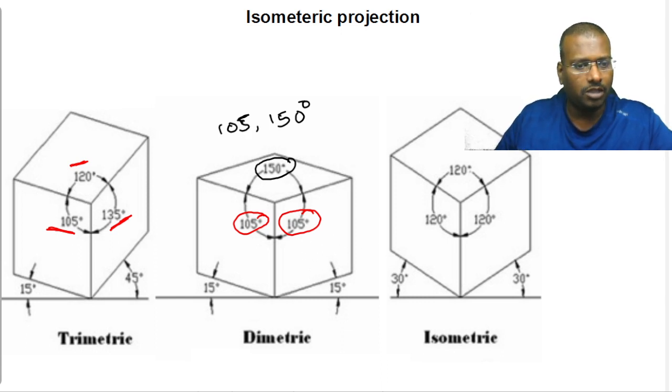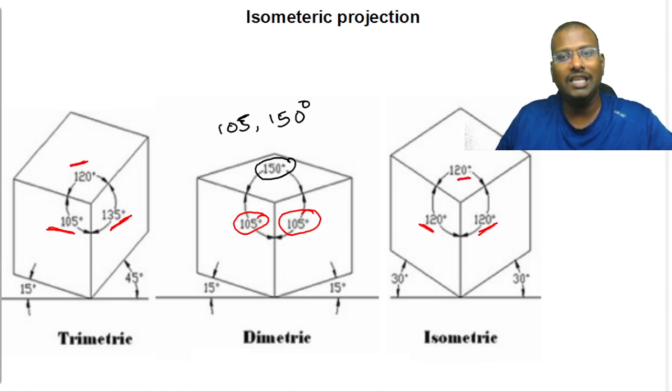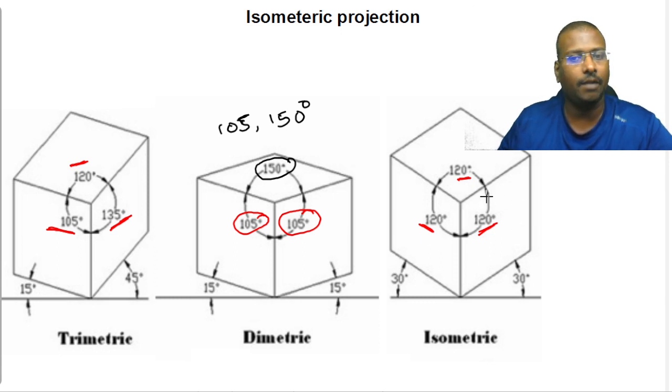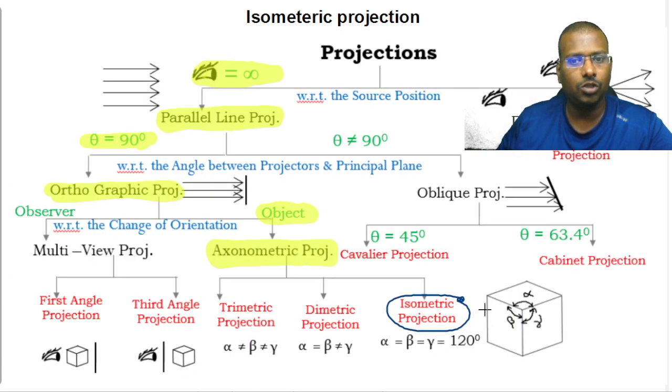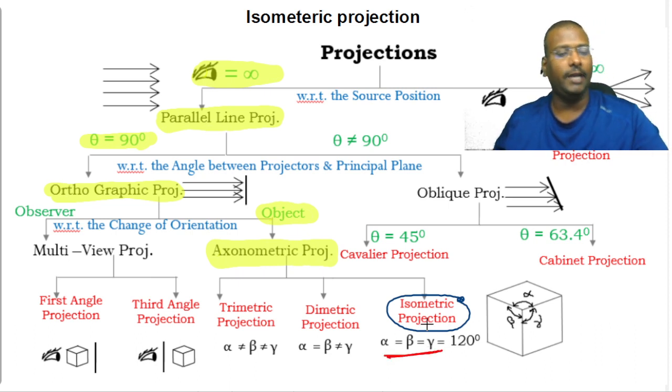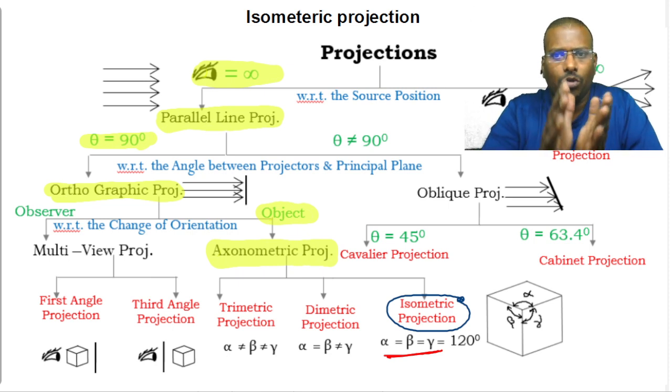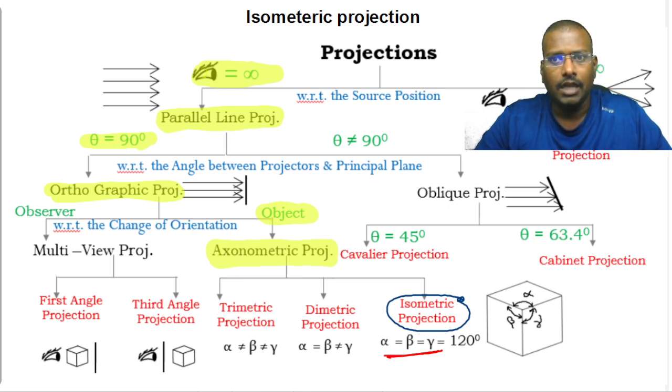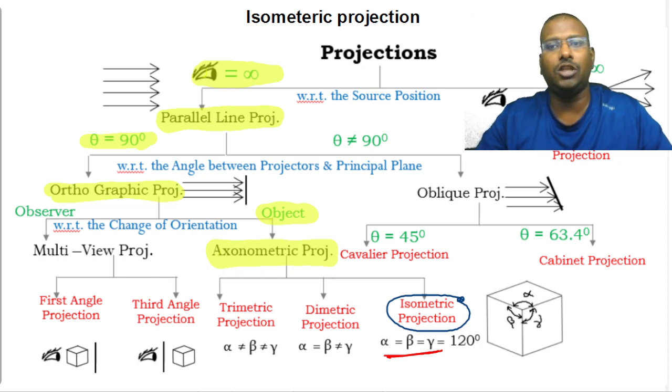But if you observe the third one, 120 degrees, 120 degrees, 120 degrees. Here all these three values are the same, that's why it comes under isometric projection. So in isometric projection, alpha is equal to beta is equal to gamma, and it is 120 degrees. Up to now, try to remember these points. In order to get 120 degrees, how we have to change the orientation, we'll discuss in a few minutes.